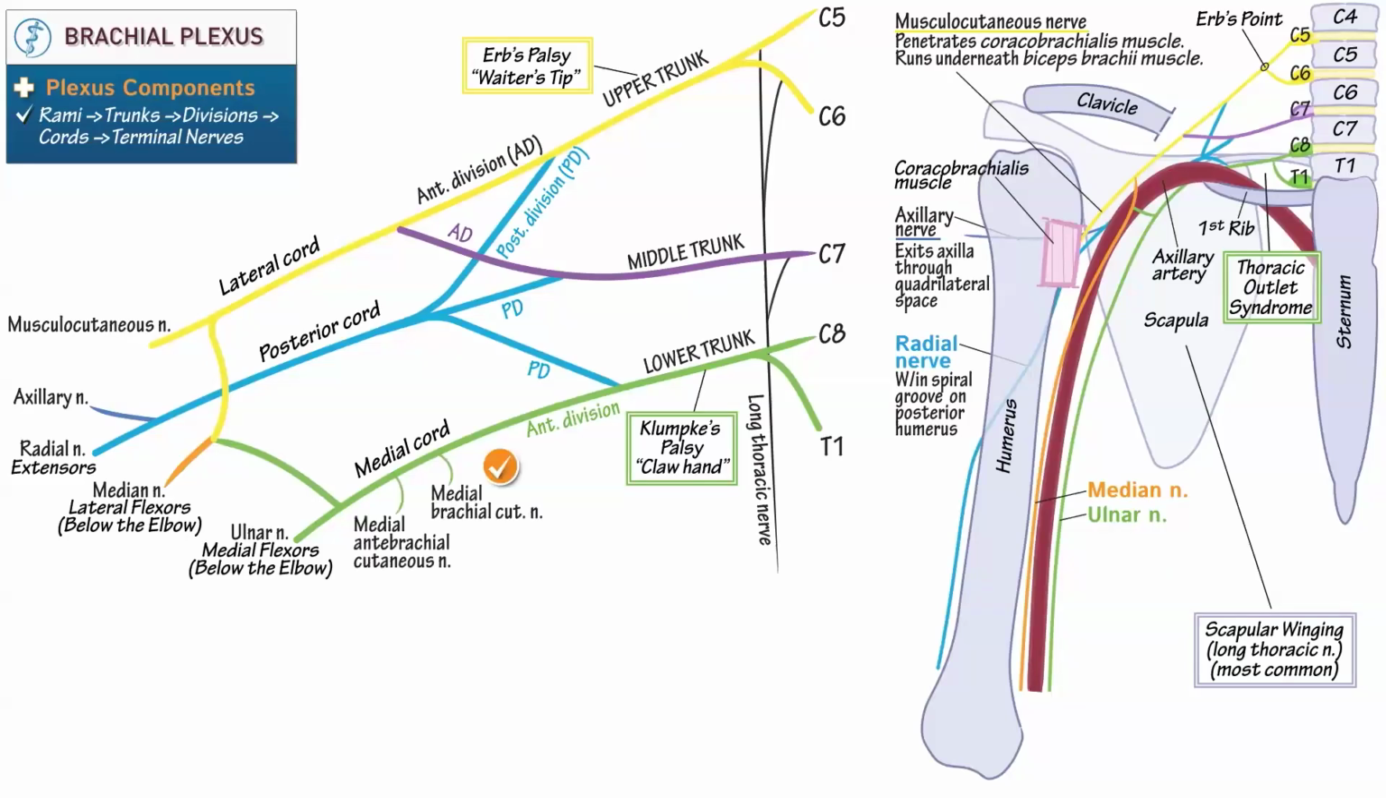Now draw the medial brachial cutaneous and medial antebrachial cutaneous nerves. They're sensory nerves that cover the medial aspect of the upper arm and forearm, respectively. In ulnar nerve injuries, medial arm and forearm sensation is spared due to sparing of these cutaneous nerves. This concludes the essentials portion of our brachial plexus.